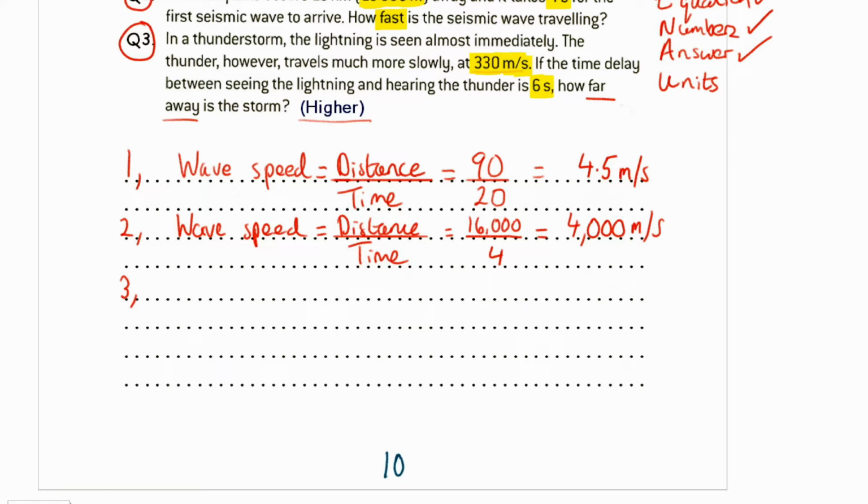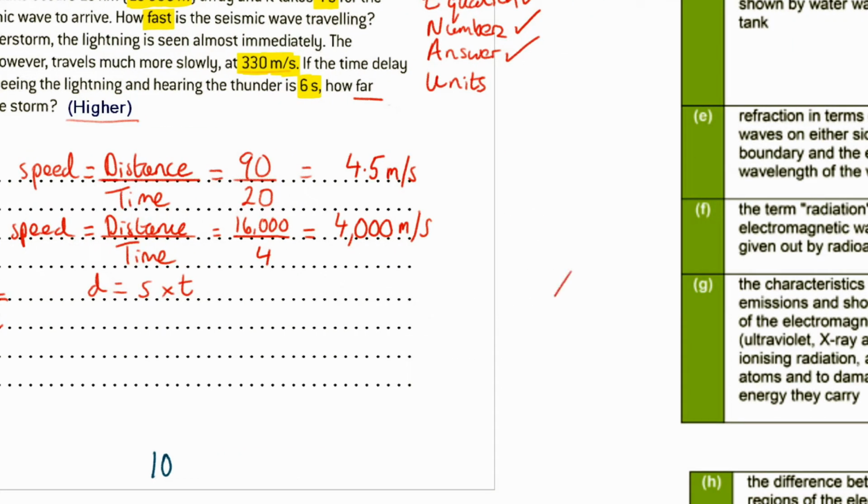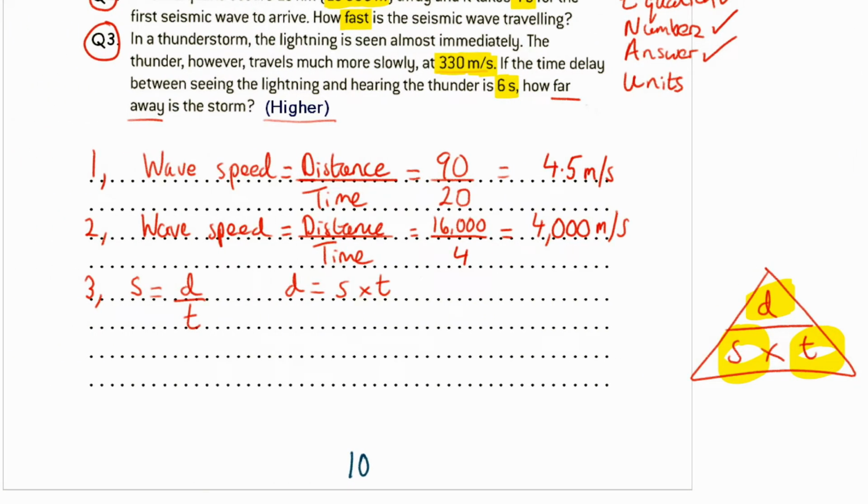Now, there's a few ways of rearranging, which I showed before. Speed is distance over time. If you multiply both sides by time, then it will leave you with distance equals speed times time. Some prefer, of course, to use this method. Speed is distance over time, and you'd cover D with your thumb, leaving speed times time underneath. And the reason it's a higher tier question is because you need to rearrange.